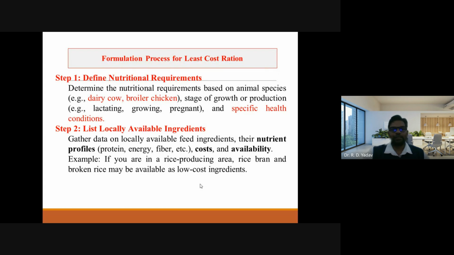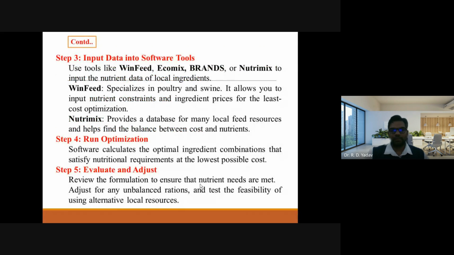Now the steps for least cost ration formulation. The first one is to define the nutrient requirement as per the feeding standards, for dairy animals, broilers, etc. Then list the locally available feed ingredients, whatever is locally available, and input the data in the software. So many softwares are there, in case of cattle and in case of poultry, like WinFeed, Ecomix, Brands, Nutrimix. Then run optimization, evaluate and adjust. These are the basic steps; we have to give the complete information.